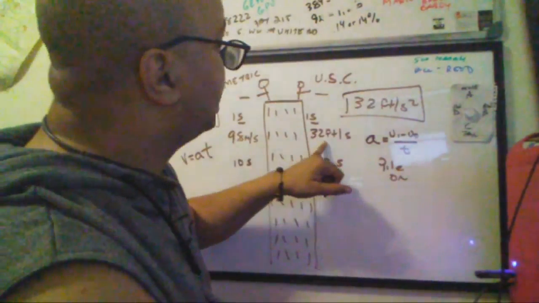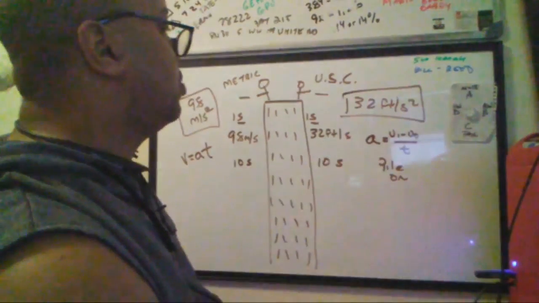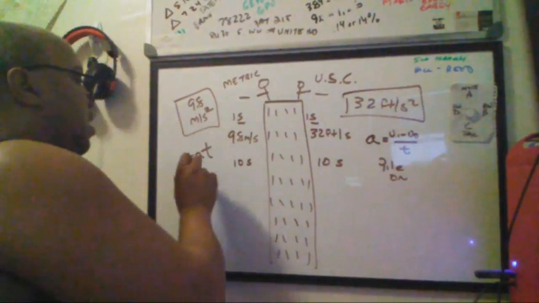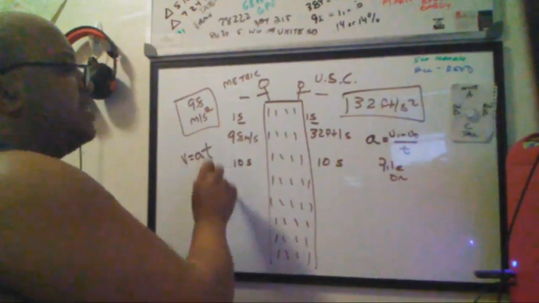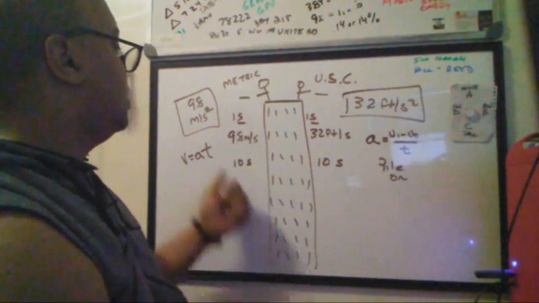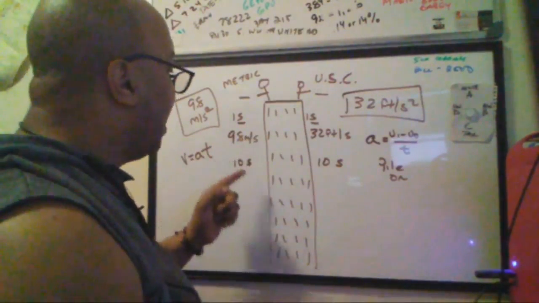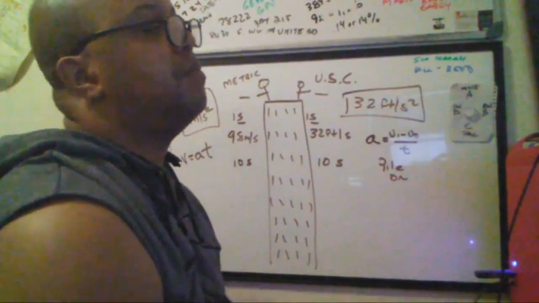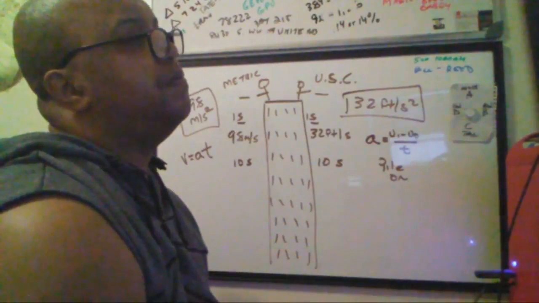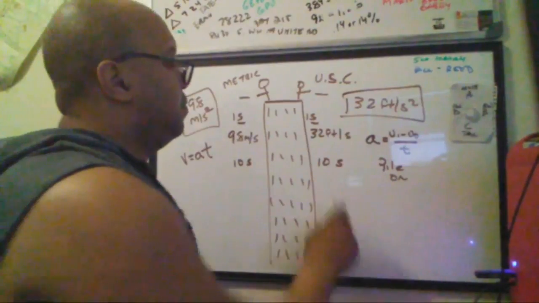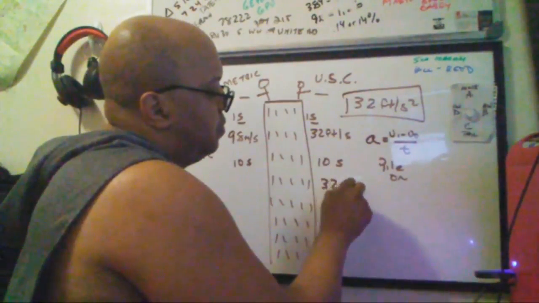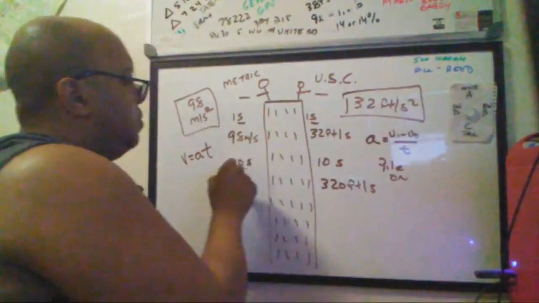And here, after 2 seconds, we're going to be at 64 feet per second. Again, velocity equals acceleration rate times time in seconds. So we just multiply it by 2 for that particular case. But what about after 10 seconds of free fall? The right side will be at 320 feet per second, and the left side will be at 98 meters per second, because when you multiply by 10, you move the decimal.